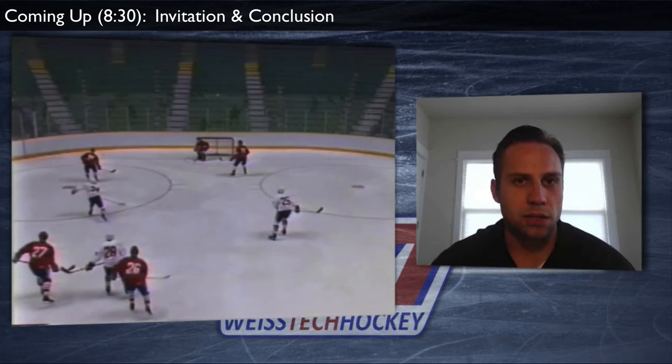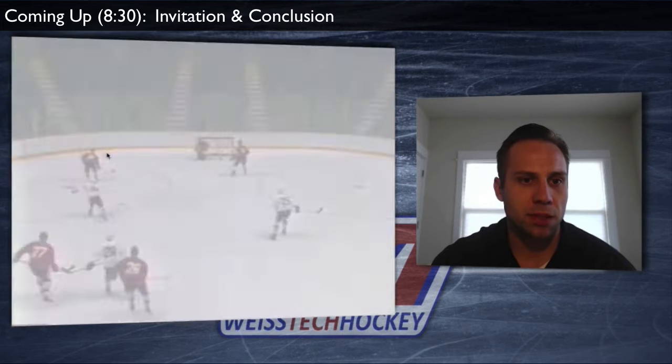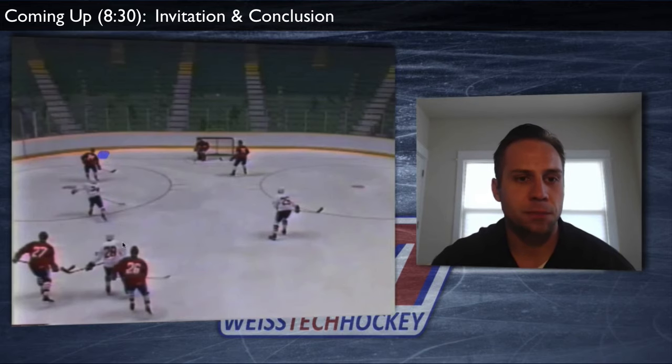Okay, let's take a look at this. Let's use our 3 questions, and then we'll play it through and see if we're right. Okay, so where's the puck? We just saw the puck got dumped into the corner here. So puck is right here. Where's the pressure? Pressure's directly behind this defenseman.